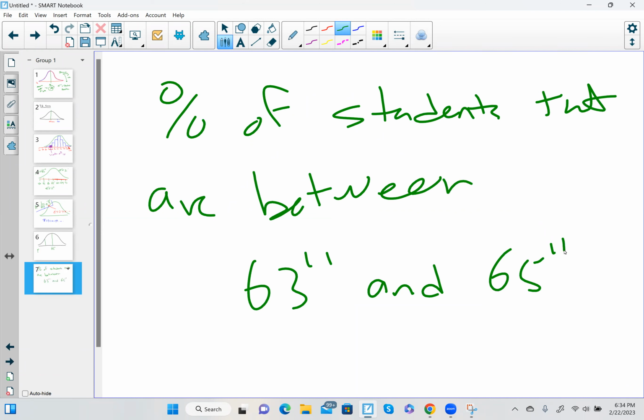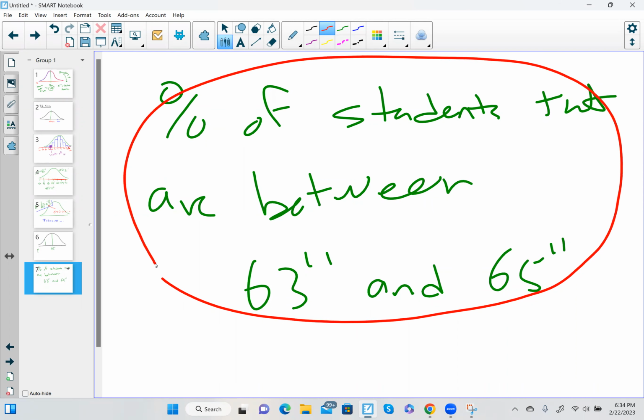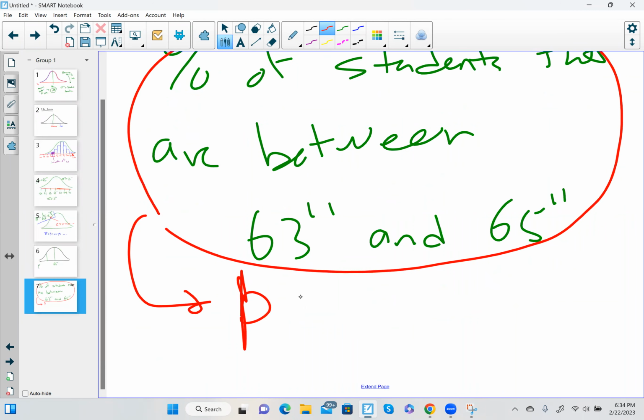Now, that's a lot to write. Here's something else you can write instead. Instead of writing this whole sentence, you can just write the following. You could write, sorry about that, my screen jumped, P of 63 is less than X is less than 65. If you just write that to me, I'll know that you mean the percent of kids that are between 63 and 65 inches. Okay, so there's all different kinds of questions we can answer.